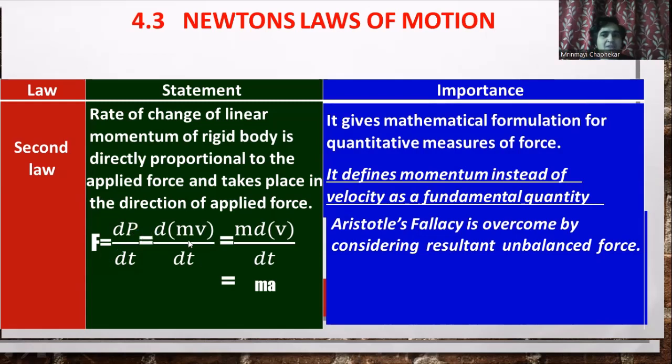P is equal to mv. So d by dt of mv, F is equal to, if the mass of the system is constant, then only we can say m dv by dt, and as dv by dt is equal to acceleration, we can say F is equal to ma. If mass is constant, then only we can say F is equal to ma. Otherwise, we should write Newton's second law of motion as F is equal to dp by dt. See, this is the mathematical formulation which is used to do calculations.